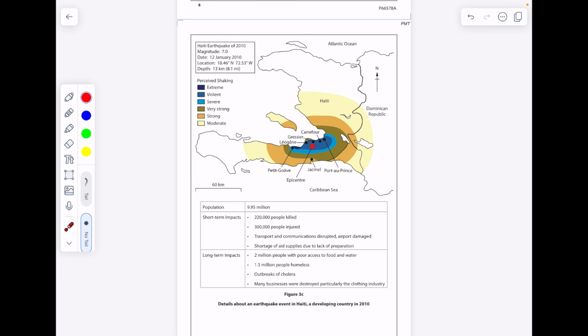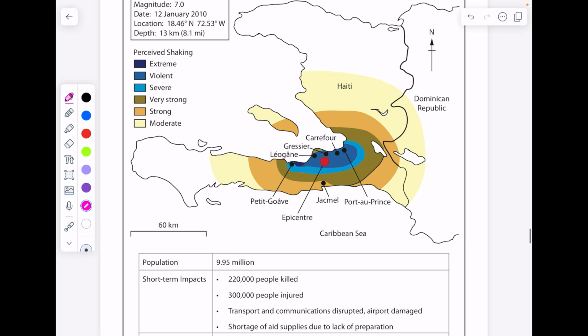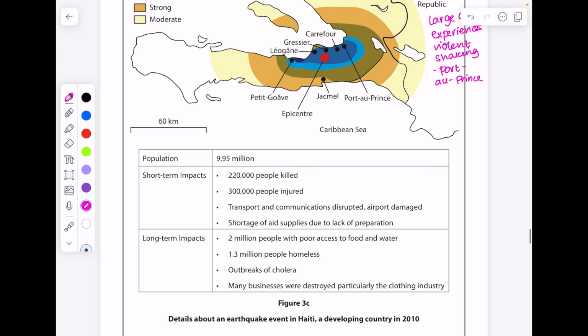You can see that violent shaking is experienced down here at Port-au-Prince, Carrefour, Gressier and Ligan. So I'm just going to make a note here that a large area experiences violent shaking, and name a place such as Port-au-Prince. So we're really focusing in our answer on figure 3. We'll now look at this table.